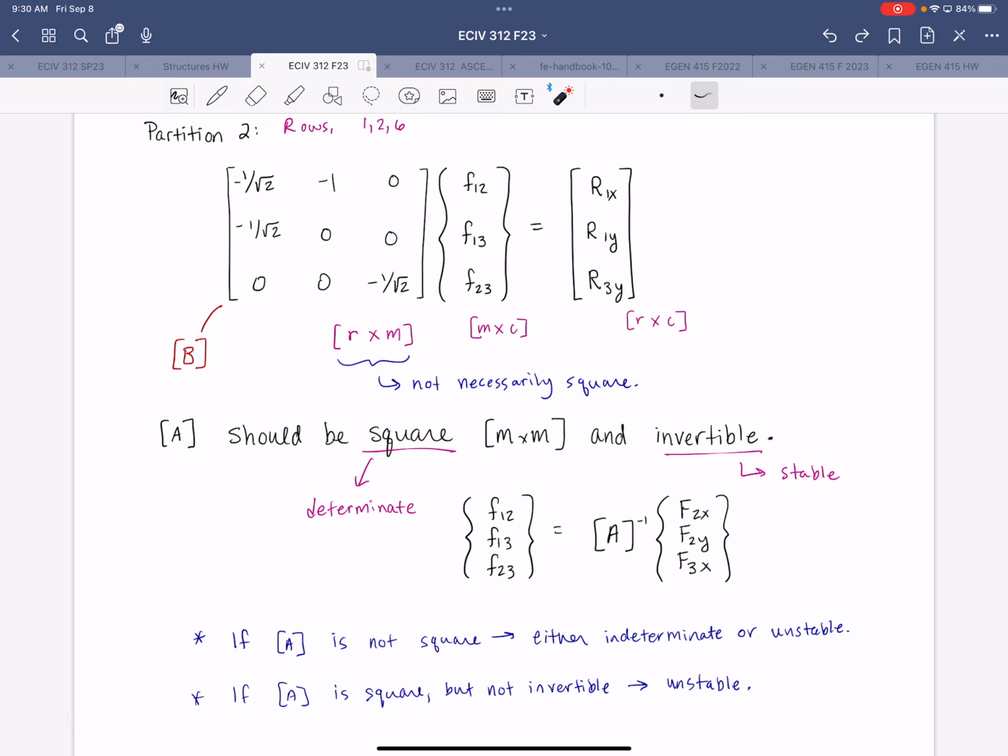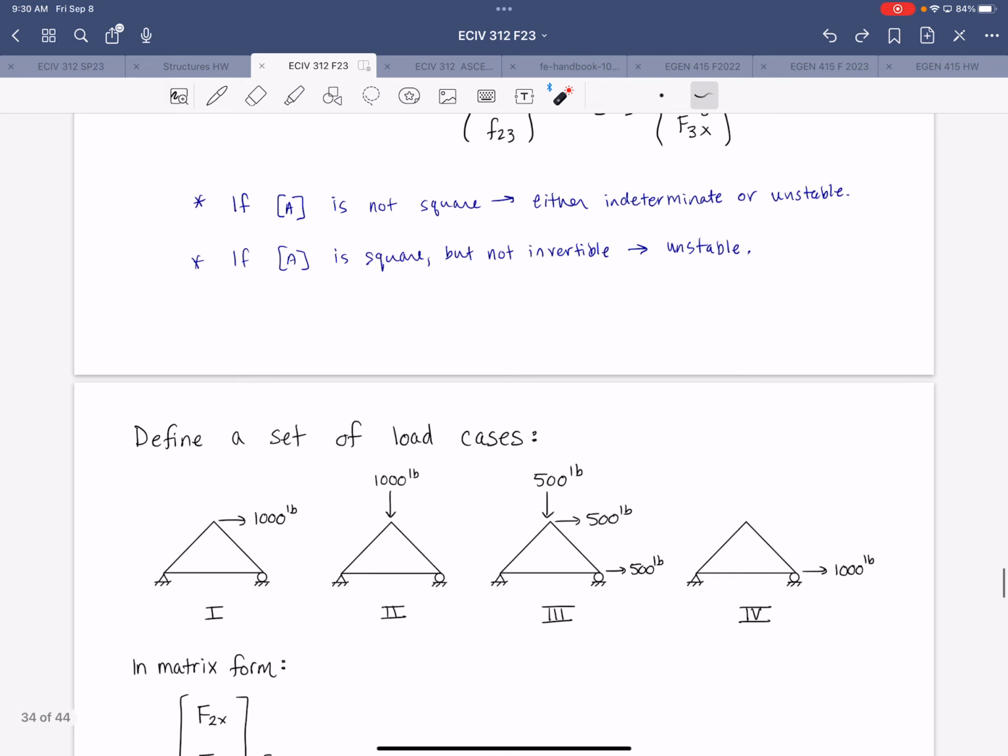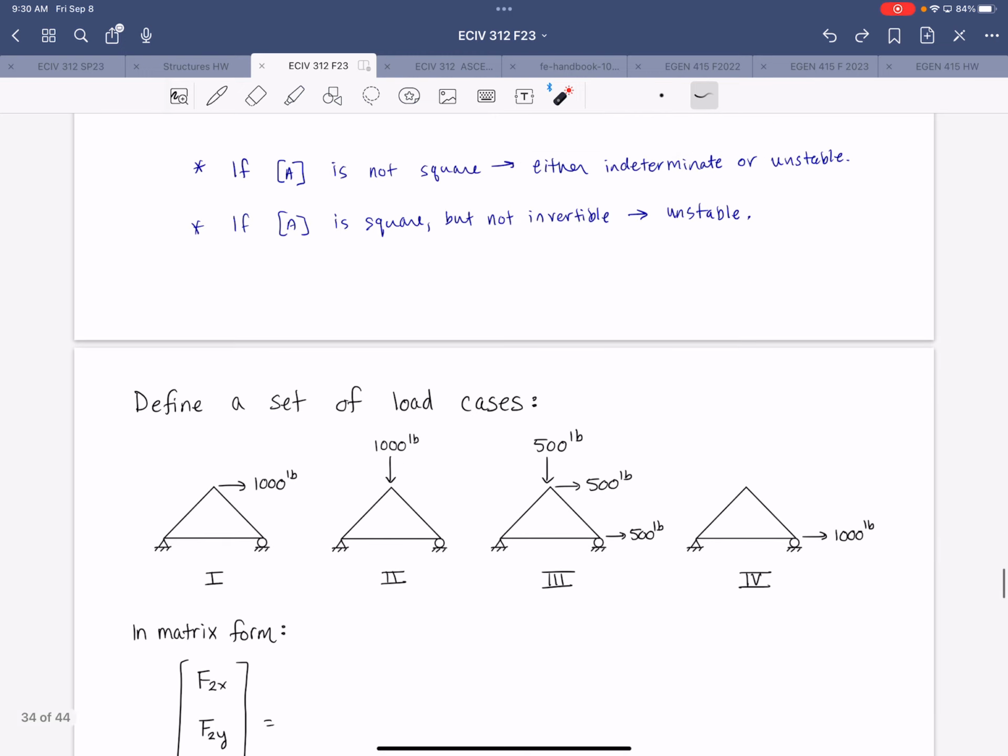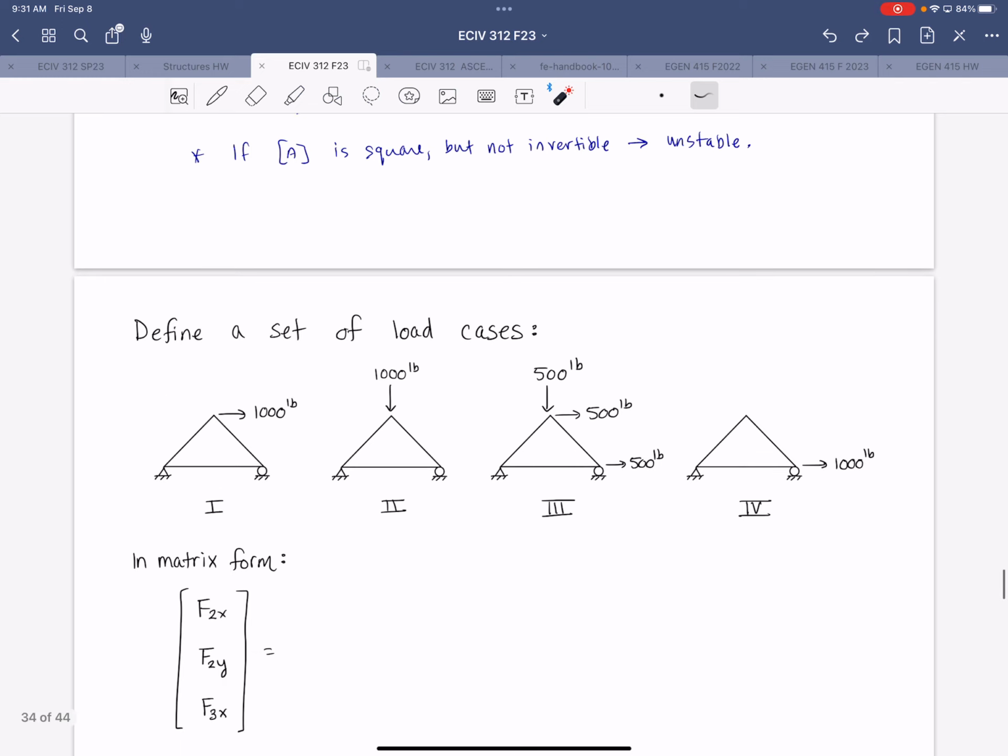All right, so now we get to actually use this system that we've set up. The next stage is to bring in some values. We define a set of load cases. So now we know what forces are being applied, exactly the values and the directions and where. So here are the given 4 load cases for this truss that we're going to consider.